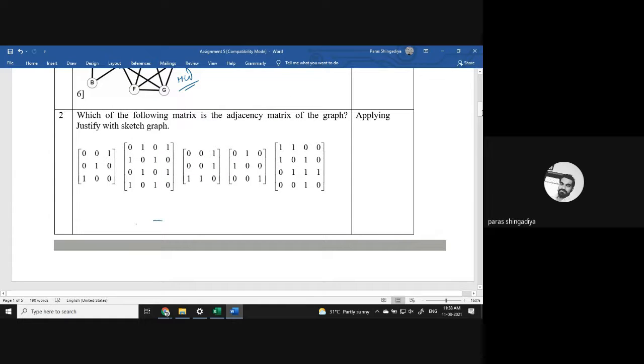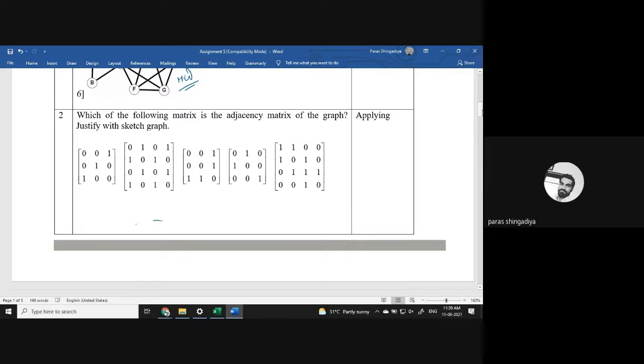In that, a matrix is given, and first we'll check which of the following matrices is an adjacency matrix, and after that, sketch the graph. Okay, means draw the graph as per the adjacency matrix definition. So how can we verify the given matrix is an adjacency matrix? We'll use the definition here.